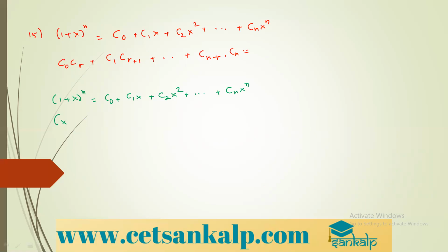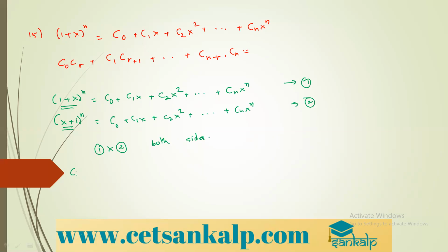If I change 1 plus x as x plus 1 whole power n, then what I will have is, I can write the same answer, because addition is commutative. 1 plus x is same as x plus 1. So I can write the same: C0, C1x, C2x², Cn x^n. Now I will multiply 1 and 2. Both the sides I will multiply.